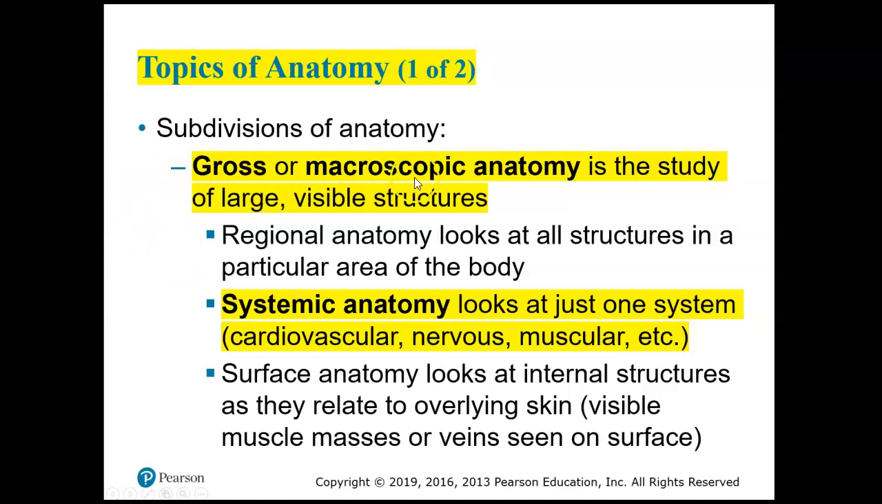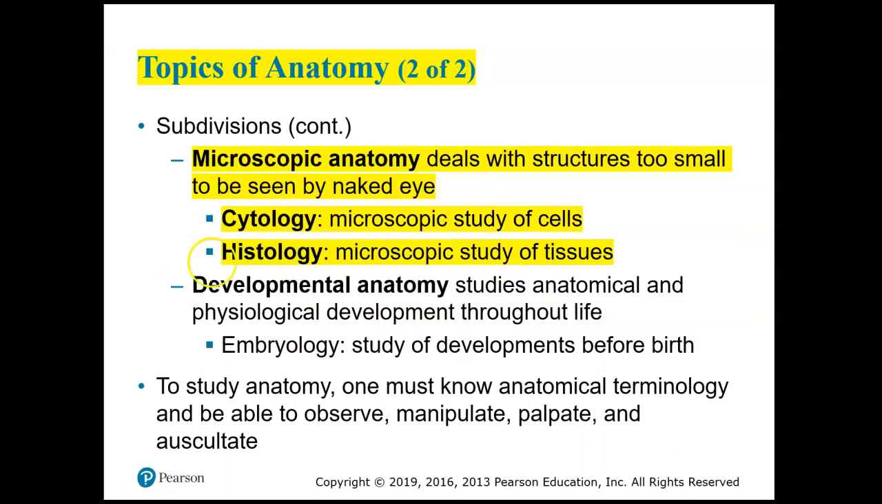But anyway, gross or macroscopic anatomy is when we study structures that we can see without a microscope. And systemic anatomy is how we approach our study of anatomy. We study the body systems, one system at a time, cardiovascular system, nervous system, muscular system, etc. The other subdivision of anatomy is microscopic anatomy, and that is when we study anatomy of structures that we have to use a microscope to see.